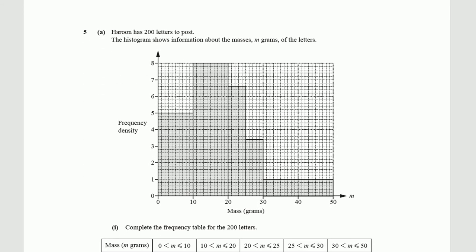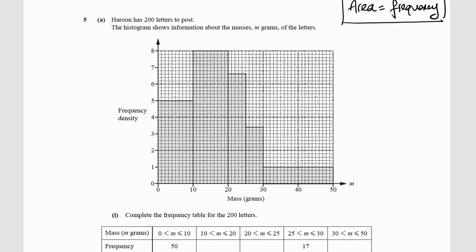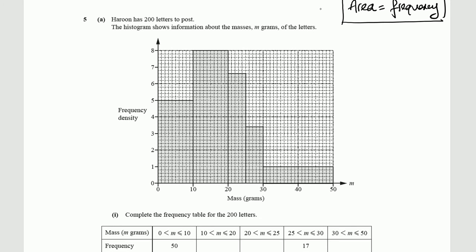So here's a question where they're giving me a histogram, and in this question it's going to be important to remember, as it is for many of these questions, that area equals frequency in a histogram. This is a result of how we calculate frequency density. That's a very important fact when you're dealing with histogram questions. So now it wants me to complete the frequency table. In other words, it wants me to get from frequency density to frequency, and I do that by looking at the areas of my bars.